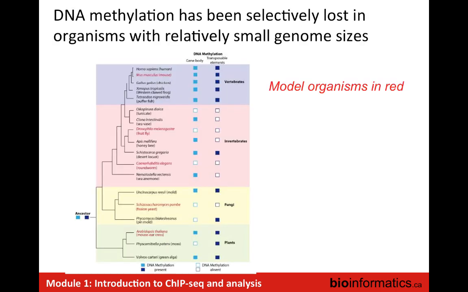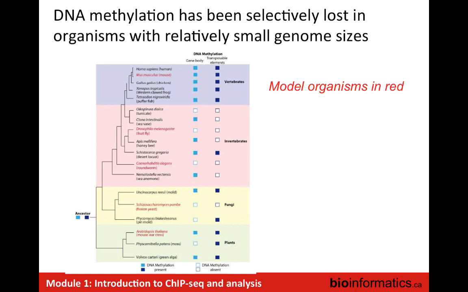Okay, but let's keep in mind that DNA methylation is not essential, right? Not essential. So it's true that vertebrates have DNA methylation, both within gene bodies and within transposable elements. And so we are vertebrates, and we study humans, and of course, mouse is a vertebrate. But all other model organisms have lost DNA methylation. Okay, so we think that it was present in the ancestral lineage of all life.